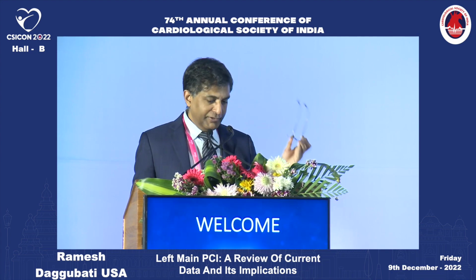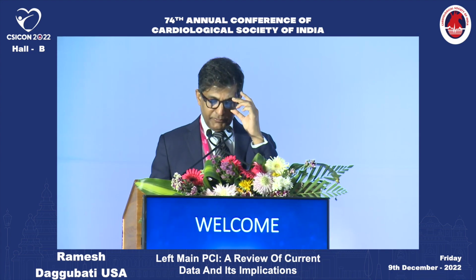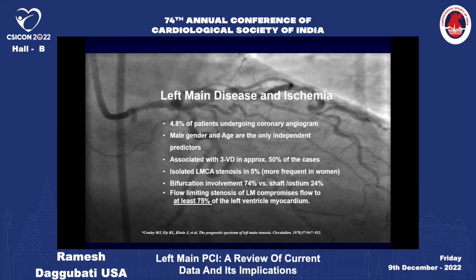We talk about left main disease. About 4.8% of the patients undergoing coronary angiogram have left main. Male gender and age are the only independent predictors, and it is associated with 3-vessel disease in approximately 50% of the patients. Isolated left main is in 5%, which is more frequent in women. And bifurcation involvement is 74% versus a shaft or ostium, about 24% of the disease.